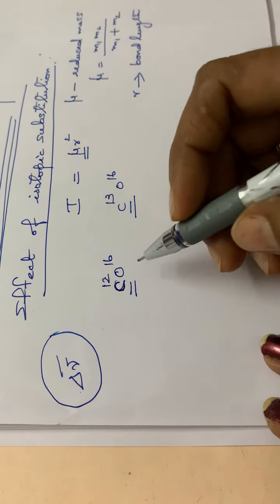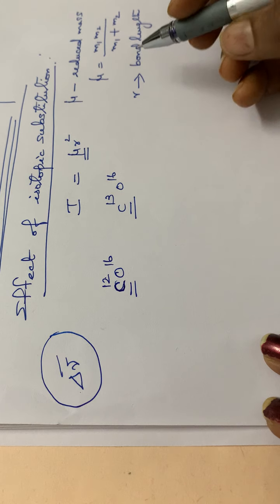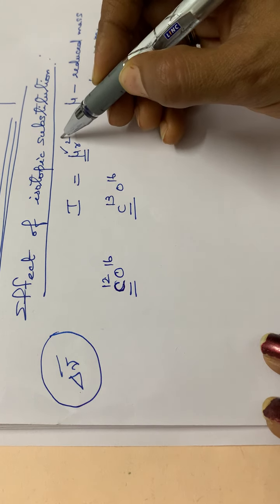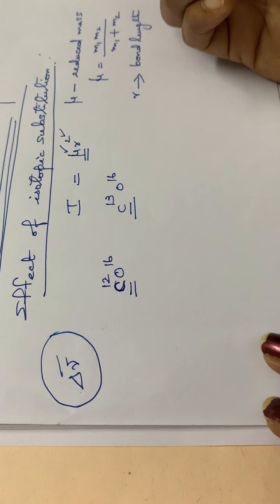For that, first of all, we have to calculate the reduced mass, or we have to consider the reduced mass as well as the bond length.